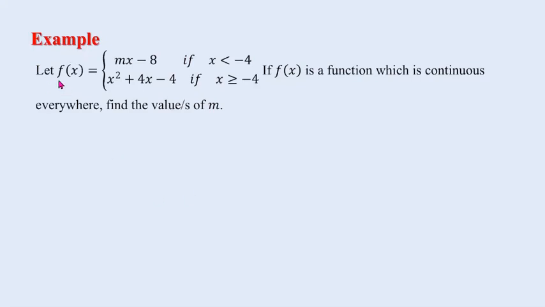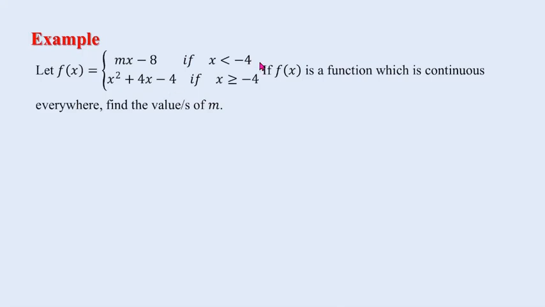So example, let f of x equal mx minus 8 if x is less than -4, and x squared plus 4x minus 4 if x is greater than -4. If f of x is a function which is continuous everywhere, find the value or values of m. So you can see this function, mx minus 8, is a linear function. It is continuous everywhere. Similarly, this is a quadratic function. It is also continuous everywhere.